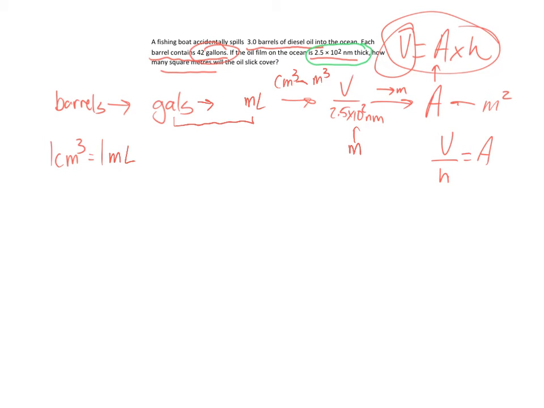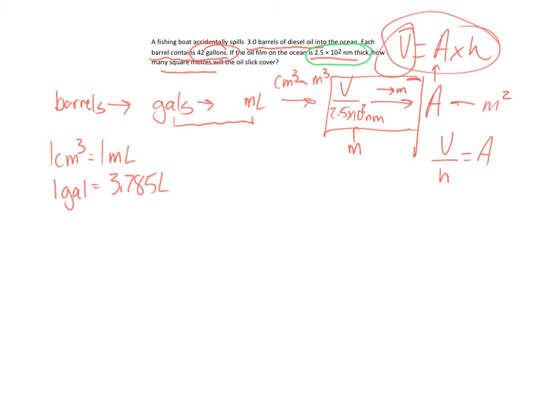One of the ratios you'll find in your packet is 1 gallon is equal to 3.785 liters. I have basically everything that I need now. So let's go ahead and try this out. I'm going to stop right here and then do some more calculations. Many times you're going to find that these problems have multiple steps to them.